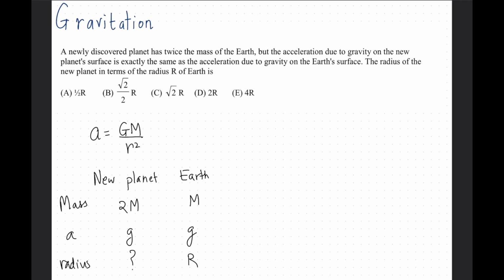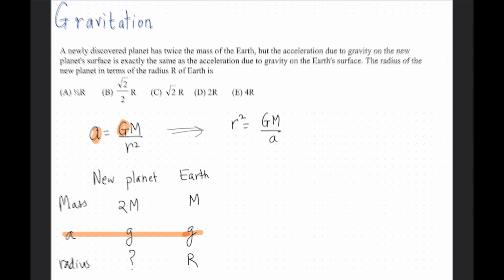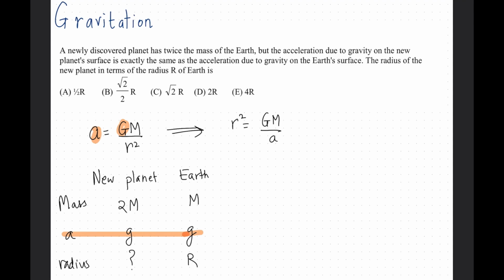and they are asking us to find what's the radius of the planet. So the first thing, let's look at the formula and check what are the constants. G is universal gravitational constant. So that's constant. And A, you can see in this question, A is also constant. So I'll just rearrange this formula. R square is equal to GM over A. So we can see that G is a constant and A is constant. So R square is directly proportional to the mass.